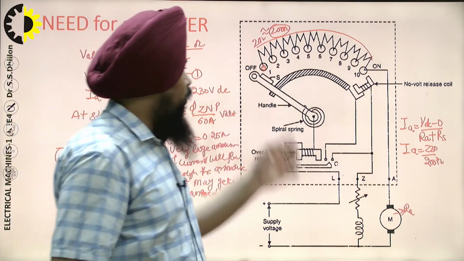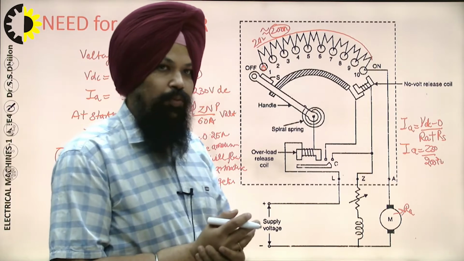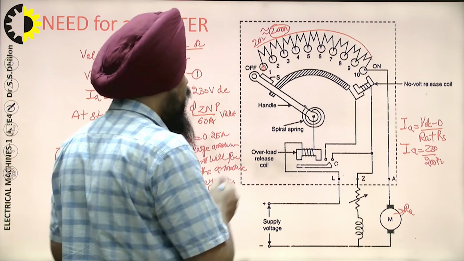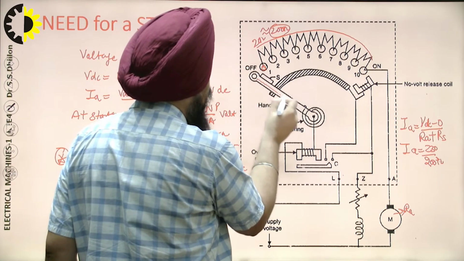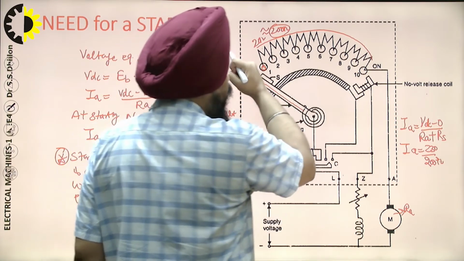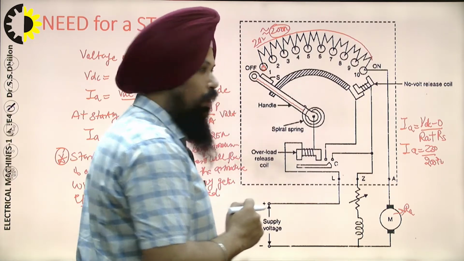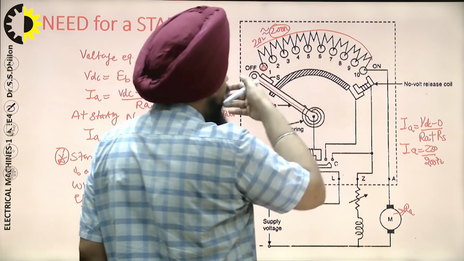Now, from the construction point of view, what are the various elements included in this starter? You can see this is the handle. We move it from the off side to the on side. And then these are the studs, as I already explained.